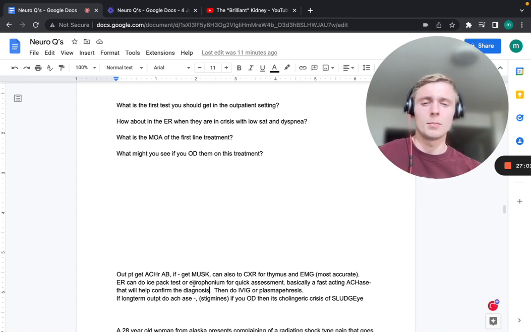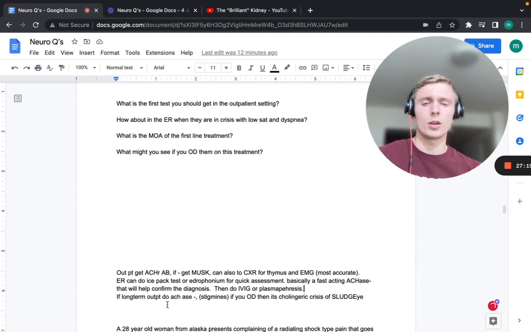So that's going to help you. But the edrophonium only lasts for a short amount of time, so it's only really helpful for the quick diagnosis. So that's what you're going to do in the ER. You can do the ice pack test or the edrophonium test. And then you can do IVIG or plasmapheresis as well.